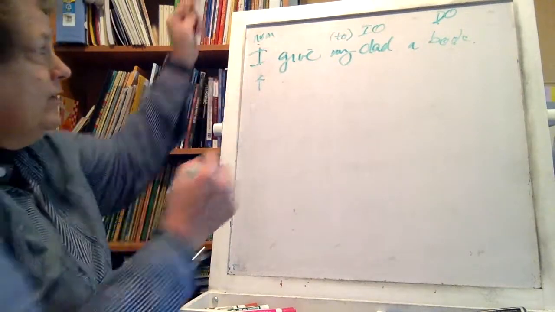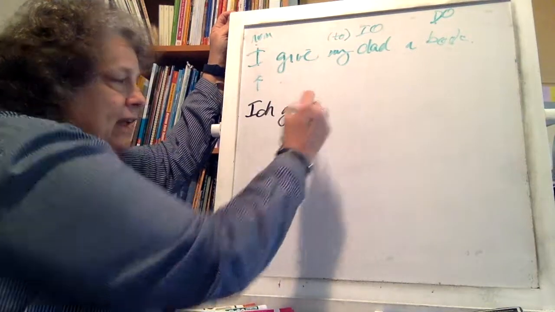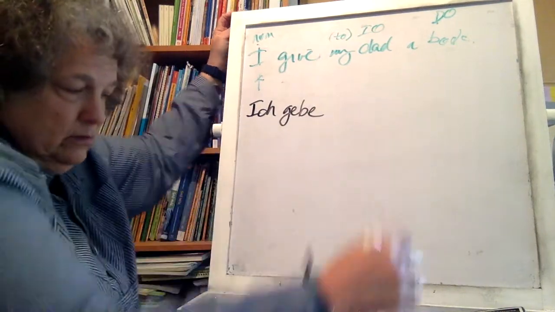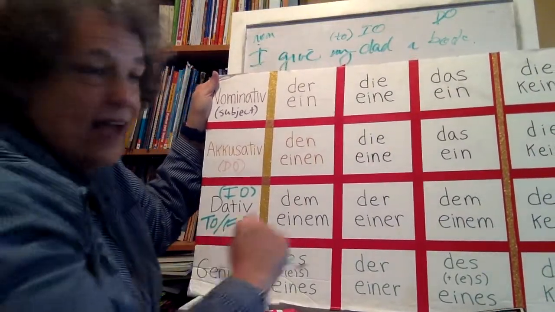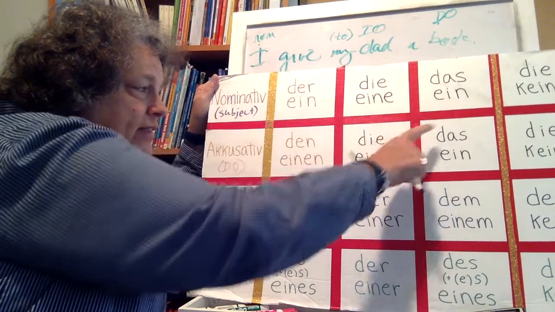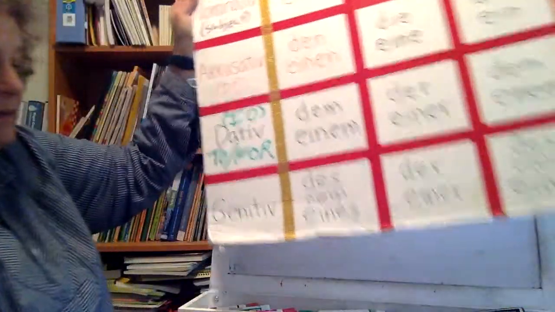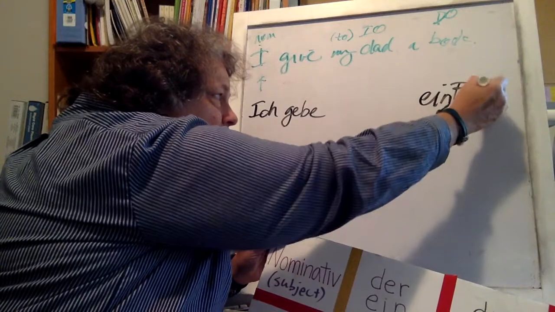So we're going to give, ich gebe. Now, if all I was saying was I give a book, then how would I say a book? Think about it. We've got the book, the gender of book is das. We're giving, what are we giving? We're giving it away. So it's the accusative object, the direct object. So there's the ein. So ein Buch. We're going to put it over there where it belongs.